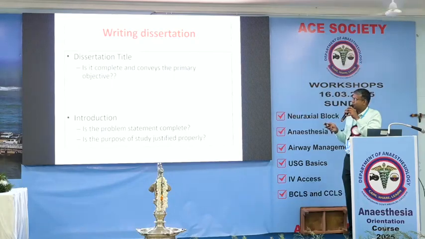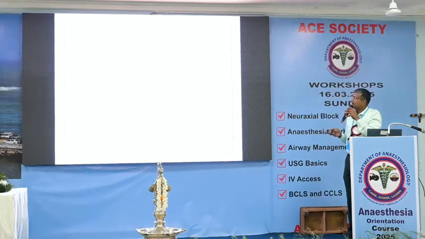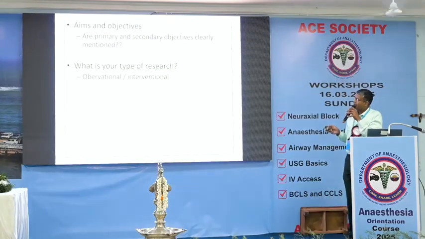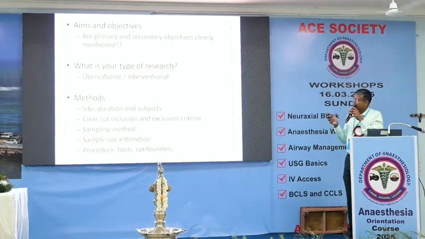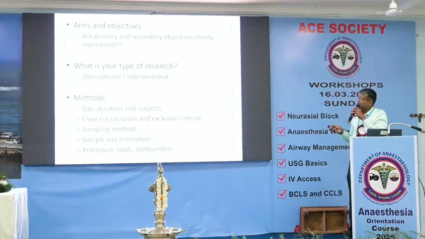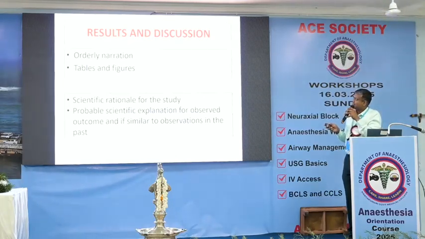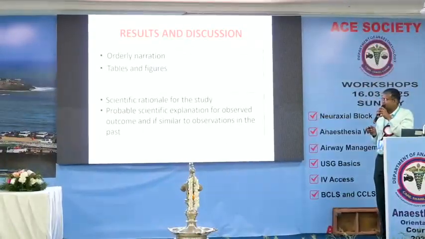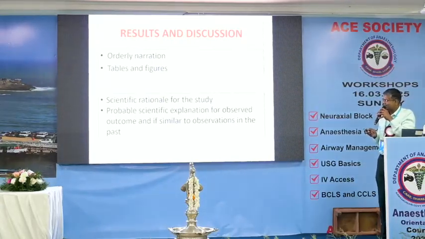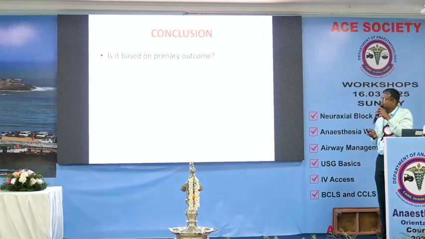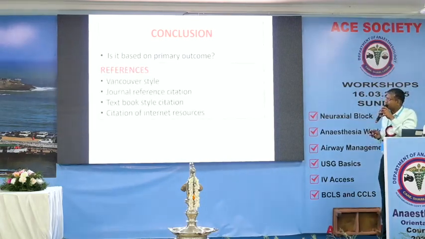While writing, ensure that the title is complete and conveys the primary objective, and the problem statement is well represented in the introduction section. In the methods, aims and objectives, type of research, methodology, including all the things I described so far, have to be covered. In the results section, there has to be orderly narration, and tables and figures should be properly cited and well represented. In the discussion section, the scientific rationale and probable scientific explanation have to be clearly mentioned. Conclusion should preferably be based on the primary outcome.